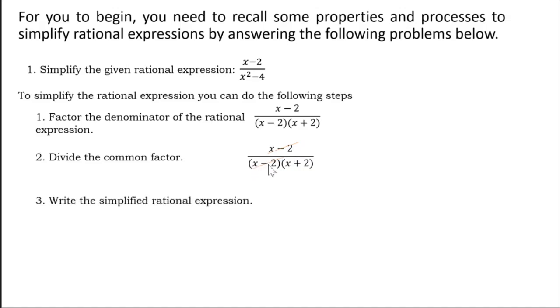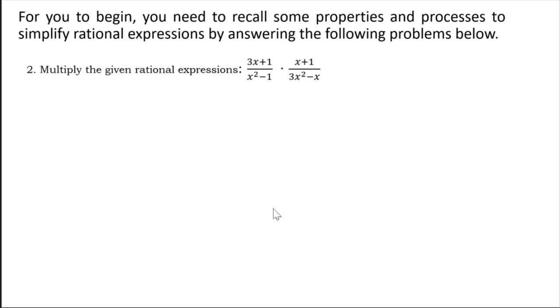So write the simplified rational expression. It becomes 1 over x plus 2. Because the numerator becomes 1, the x minus 2 here becomes 1. Then 1 times quantity x plus 2, that's x plus 2.